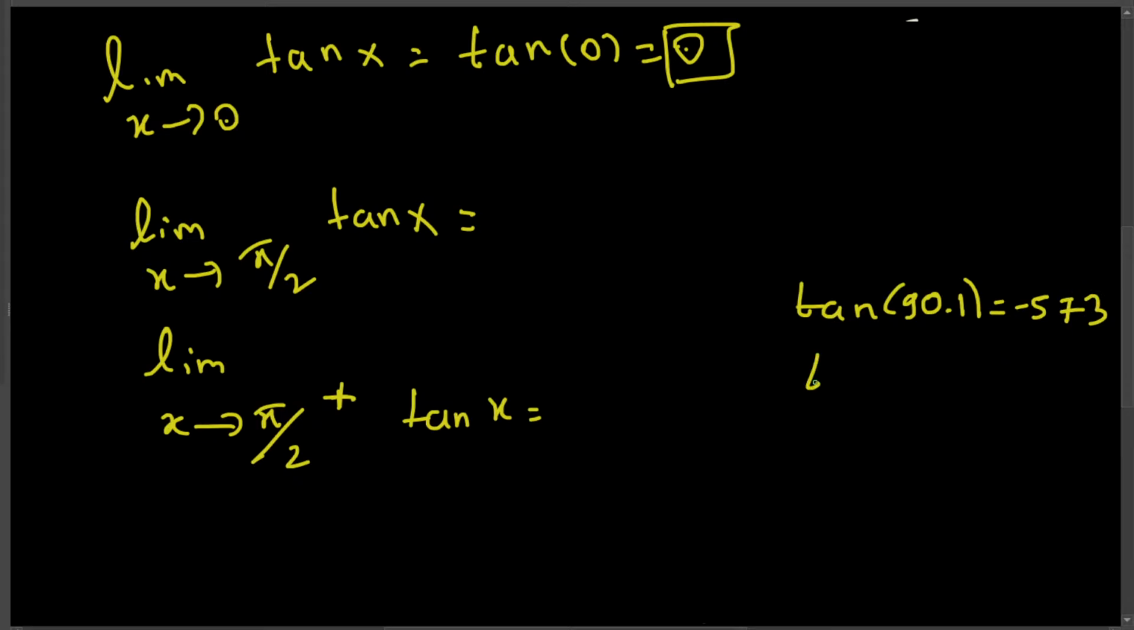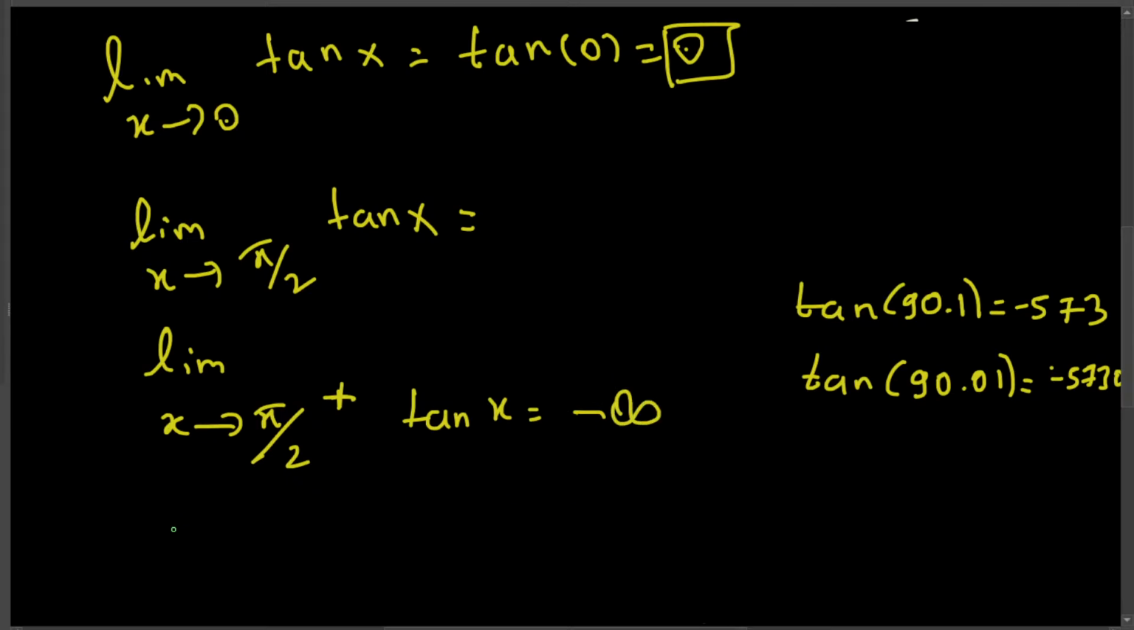Then we can try another number even closer to 90, like 90.01. That gives us negative 5730. So you can see as x gets closer to 90 from the right side, the y values get closer to negative infinity. So we can say this is negative infinity.